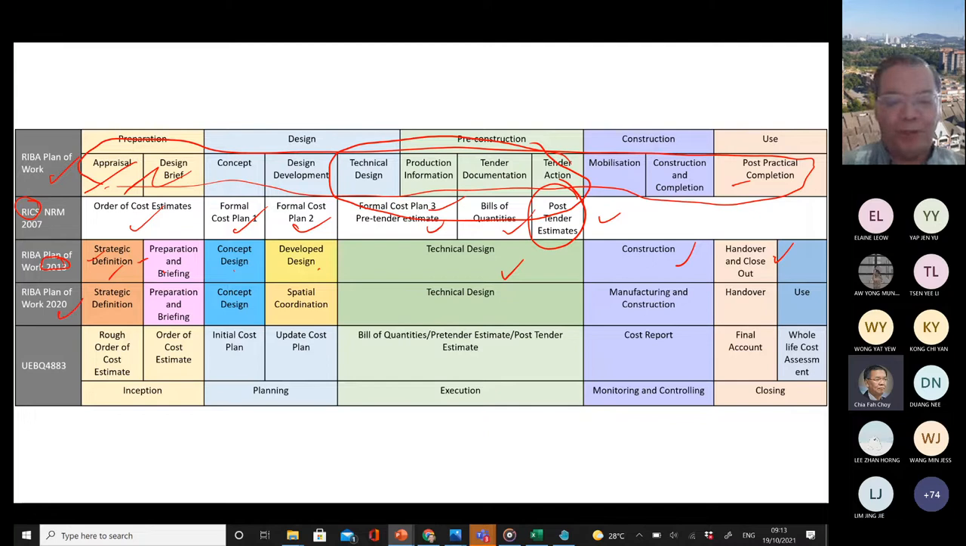Now, the latest one is RIBA Plan 2020. Student, are you around? Can you tell us what is the difference between the RIBA Plan of Work 2020 and 2013? What can you find out? The developed design changed to spatial coordination. Okay, good. And the construction changed to manufacturing and construction. The handover and closeout separated into handover and use. Okay, so they have in use.